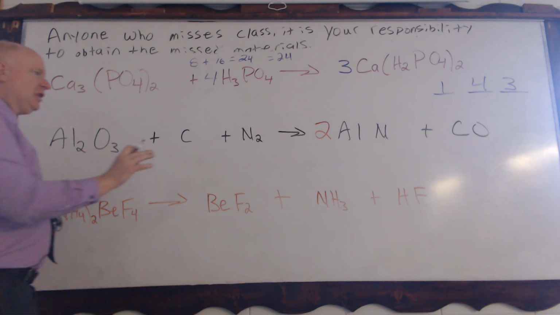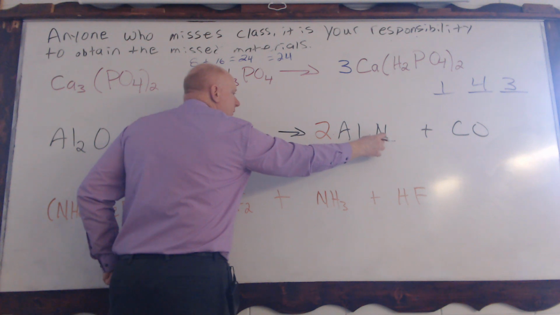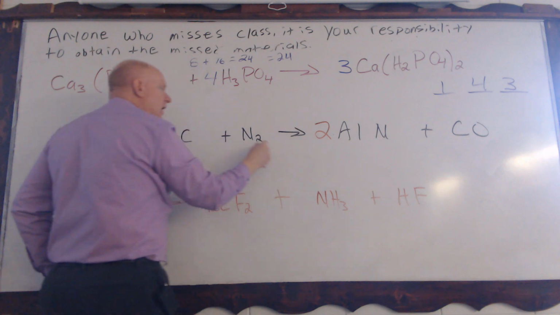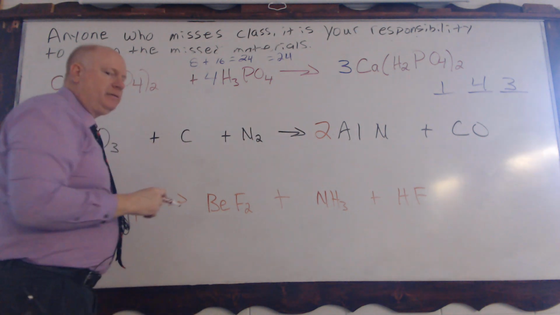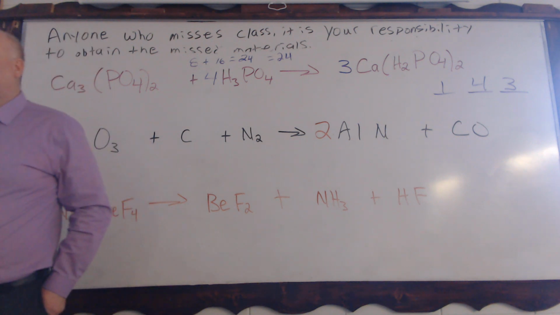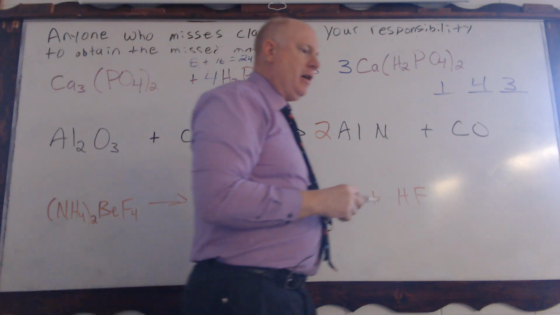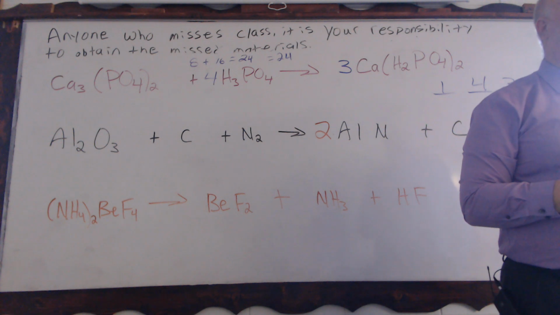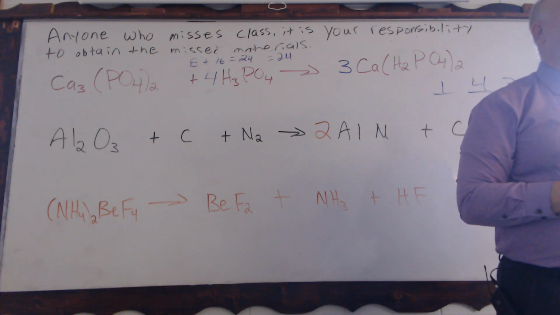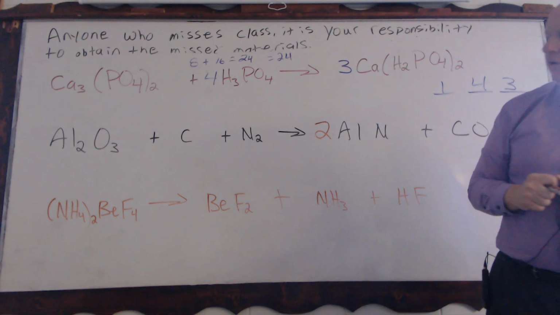But this has to be distributed through. How many nitrogens do we have? How many nitrogens are on this side? So why is that little 2 there? Okay, so what other elements are diatomic? Oxygen, hydrogen, chlorine, bromine, iodine, and fluorine.